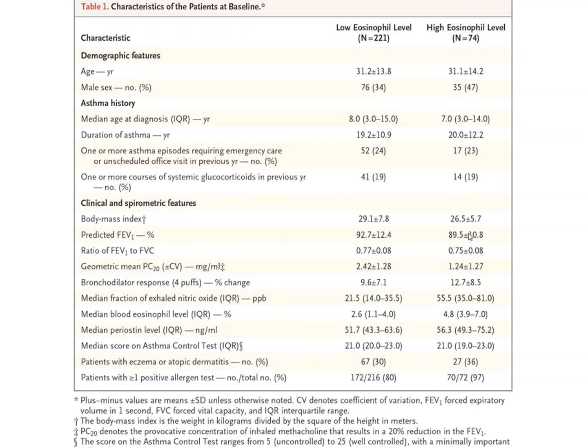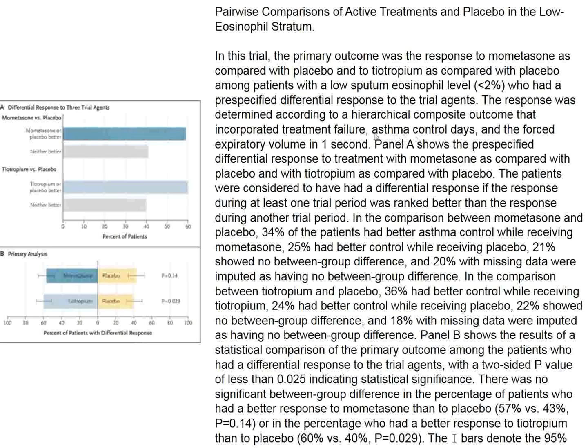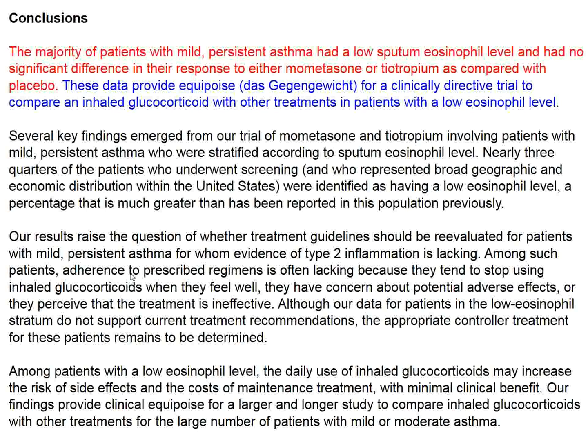So it looks like these patients have fairly mild asthma. Their FEV1 is 92 and 89% respectively, and other parameters that we can look at here, age, duration of asthma, etc., is similar in both of the groups. And if we look at the outcome here, the steroid outcome compared to placebo indicates that mometasone is better than placebo, but similarly, tiotropium was also better than placebo. And if we look at a comparison, it looks like tiotropium beat placebo more than the steroid compound beat placebo. At any rate, the conclusion reached by the authors is that one of equipoise.